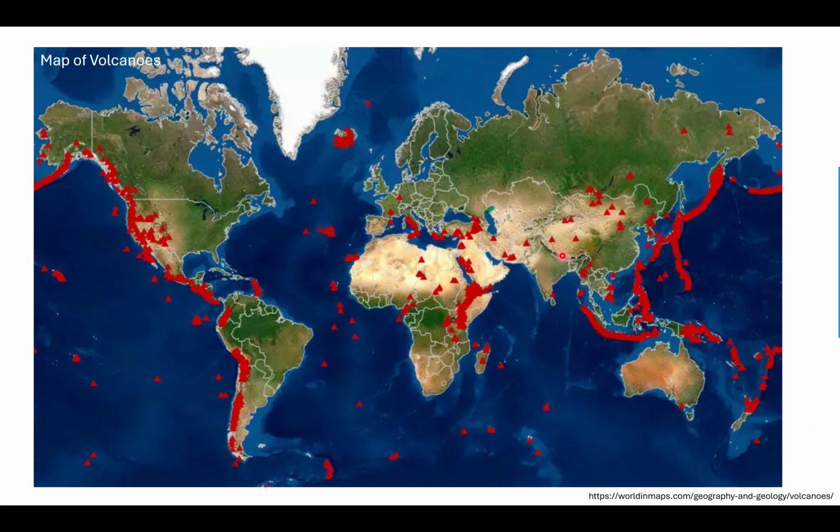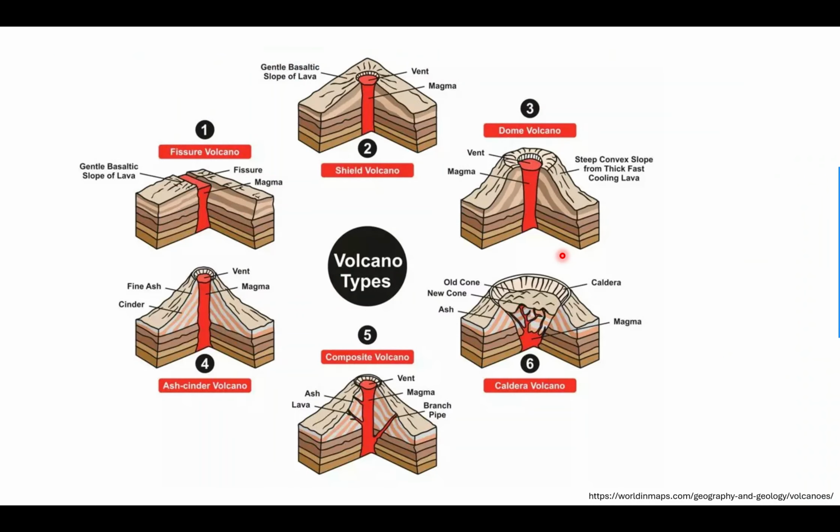So these are one of the prominent features that we see on Earth, and there are different types of volcanoes. They are basically classified based on the type of magma or the lava that actually comes out. When it is inside the volcano, it's called magma. Once it comes out, it is referred to as lava, but the composition is mostly the same. It's just inside versus out.